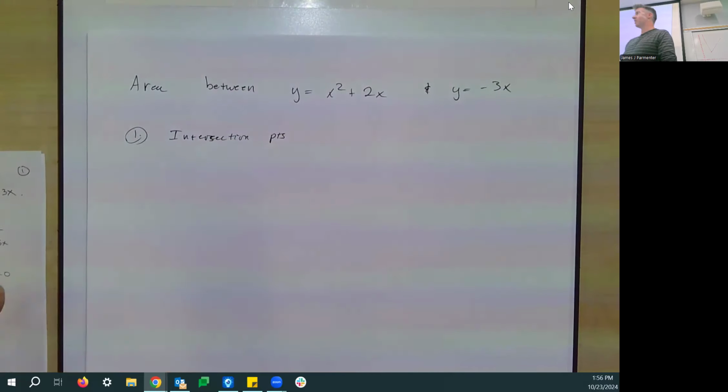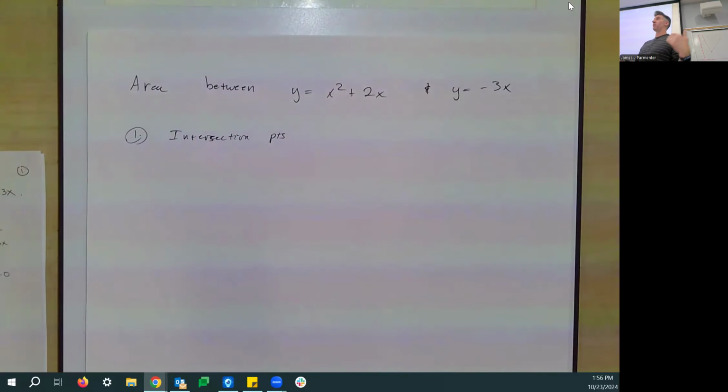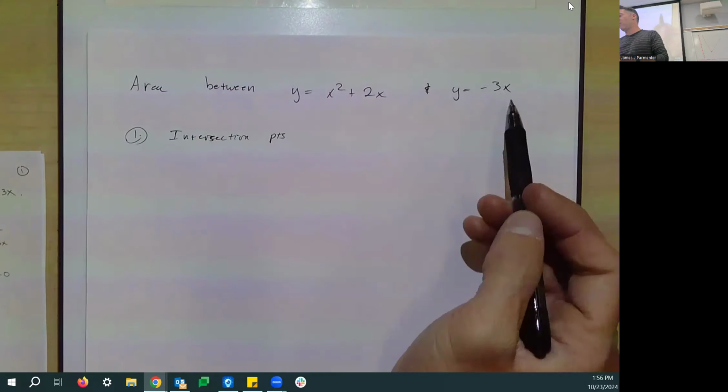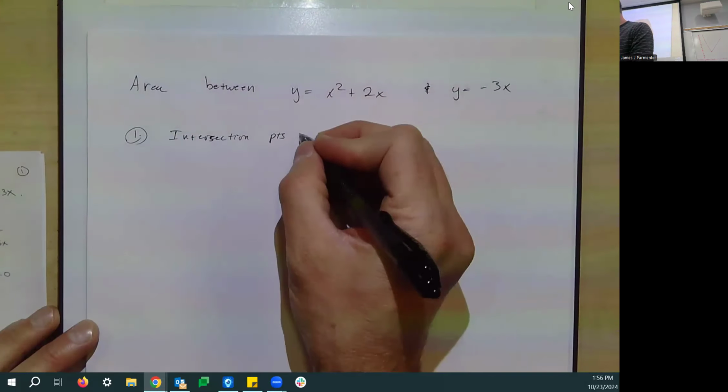Often by setting them equal to each other, but sometimes it involves subbing one into the other. For example, if one of these curves was x squared plus y squared equal to 25, then I would take y from the negative 3x and plug that in for y to then try and solve for x. So it's not always just setting them equal to each other, it's just trying to solve and take them equal to each other. Here it's setting them equal to each other.